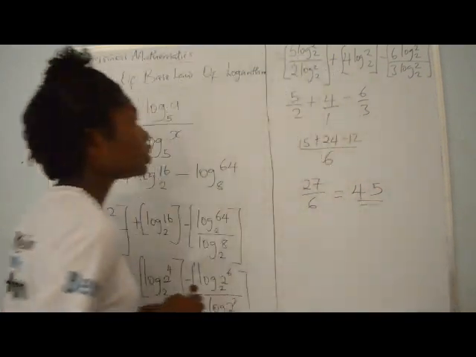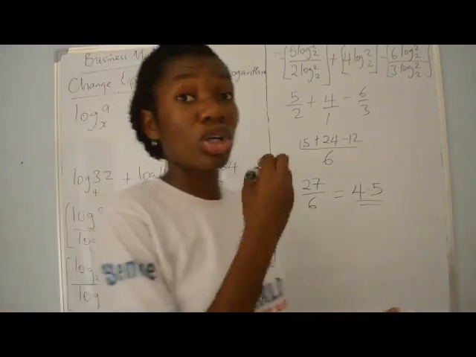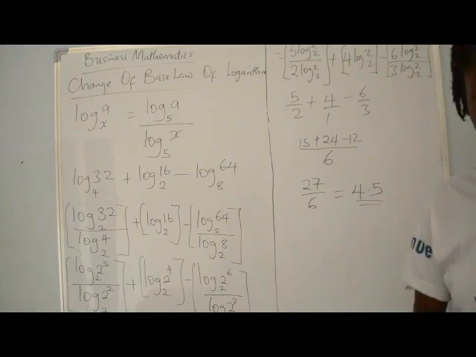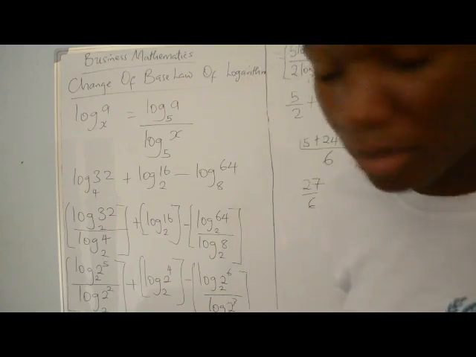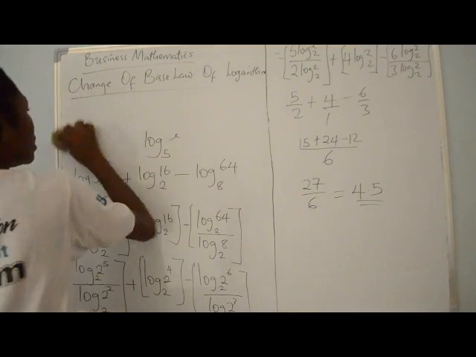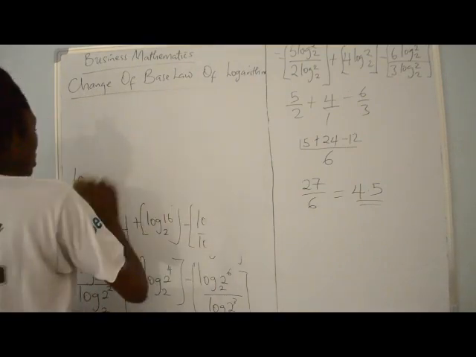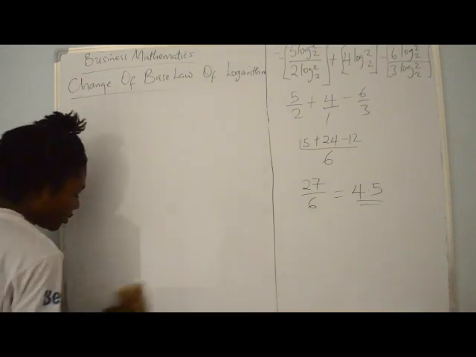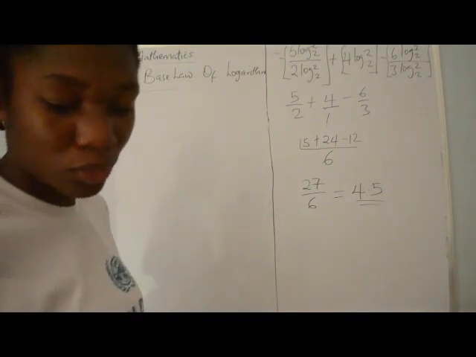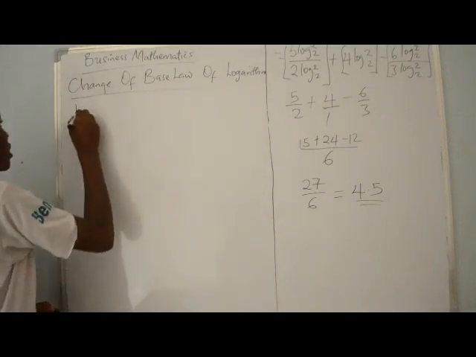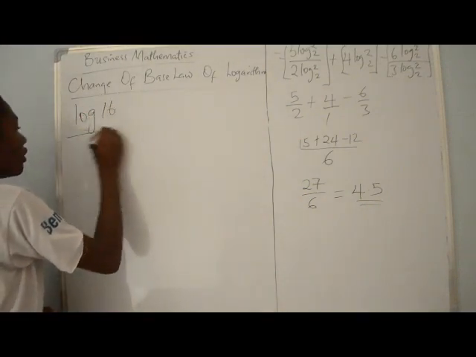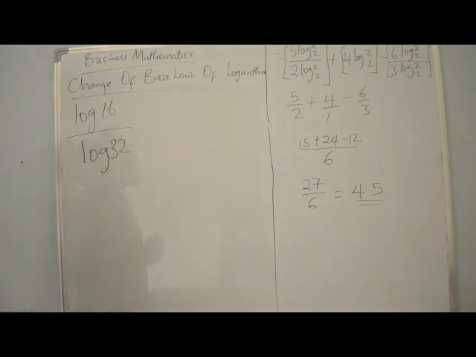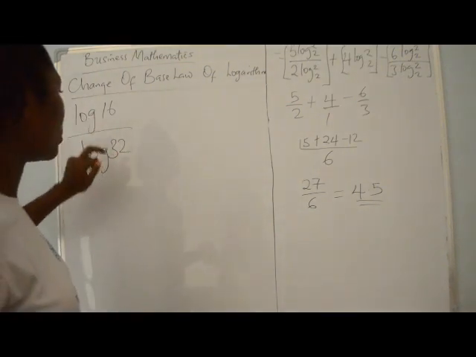Alright, so this is showing us several ways we can work out our logarithm equation. Okay, now for our second example, we are going to be taking log 16 over log 32.